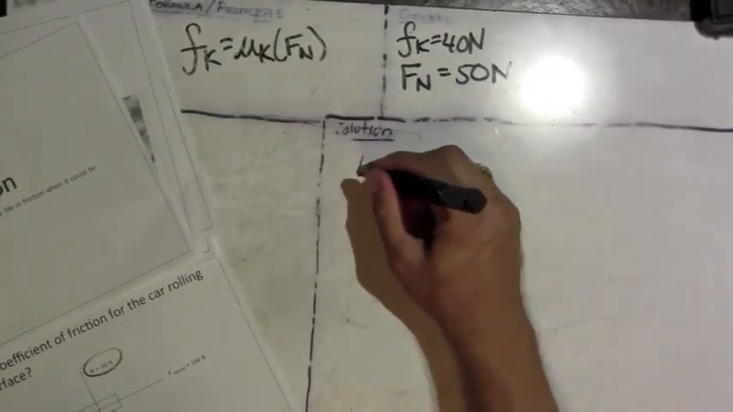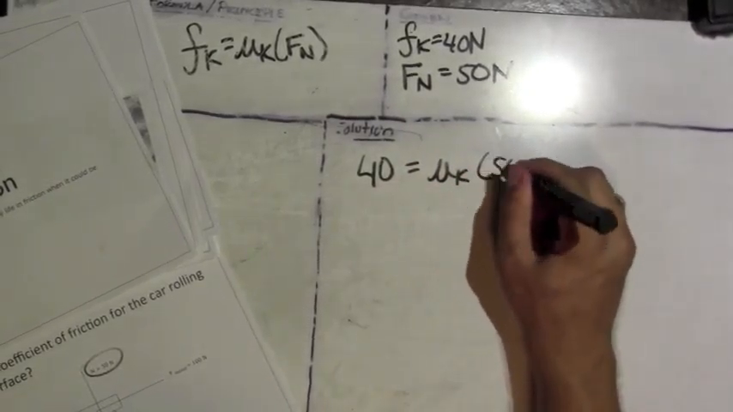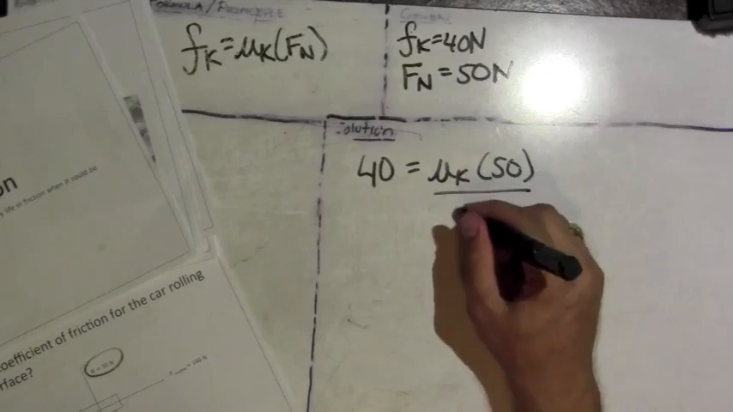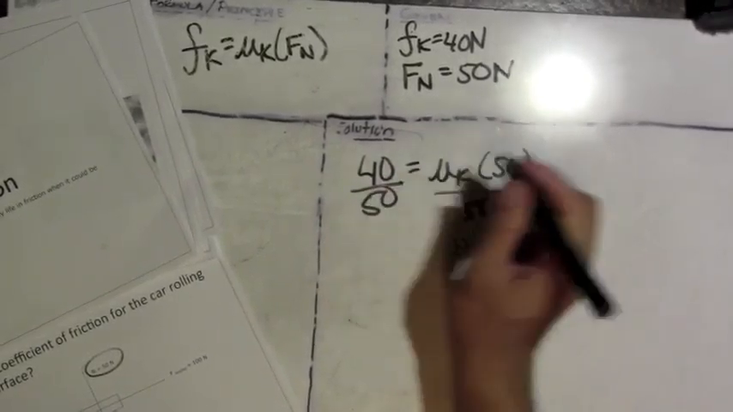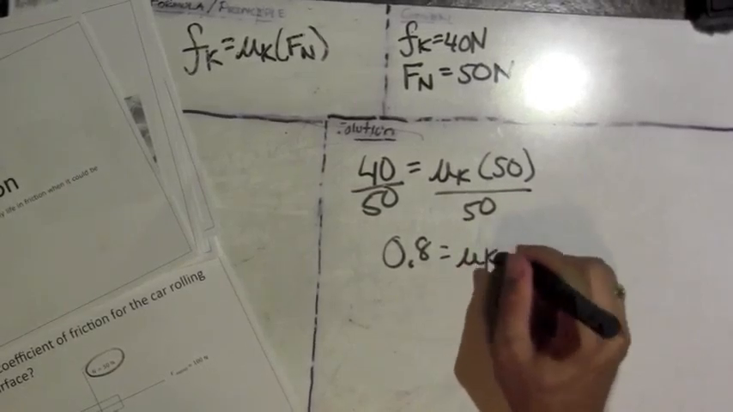You have 40 equals mu sub k times 50. Divide both sides by 50. And you get 0.8 is your coefficient of kinetic friction.